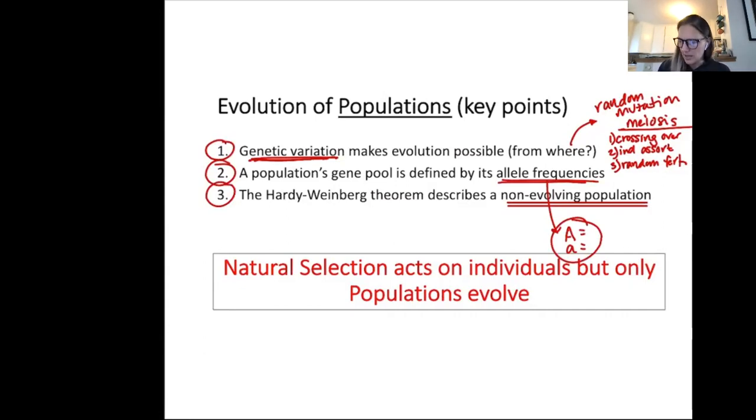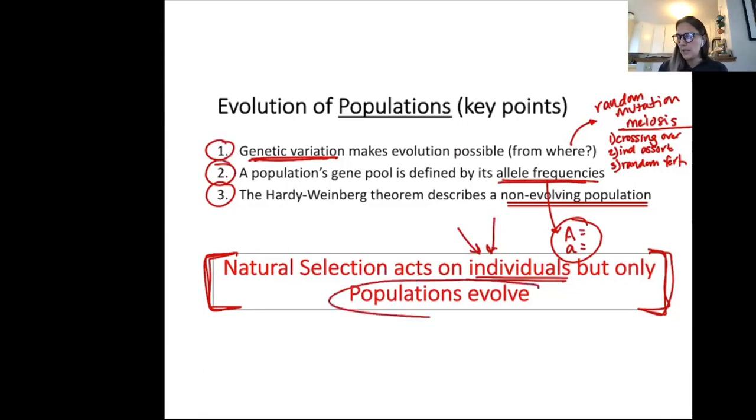All right, so again, reminder, natural selection acts on individuals in a population, right? Individuals are either better adapted or worse adapted for their environment, right? However, only populations can evolve. Only populations can evolve, but natural selection acts on individuals.